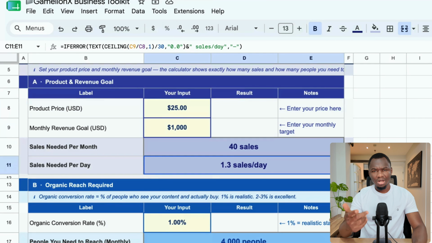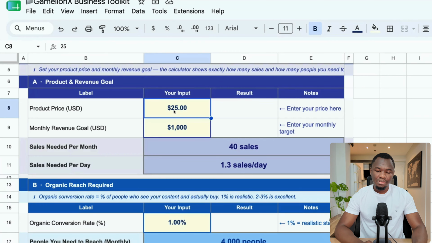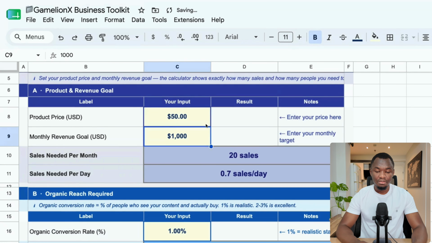So on average, one sale or on average, two sales a day. If you're able to make two sales every day, by the end of the 30 days, then you should be able to have your 40 sales, which, by selling at $25, means you'll be able to reach your $1,000 mark. Let's say the product was a high ticket sale and now you're selling it at $50.